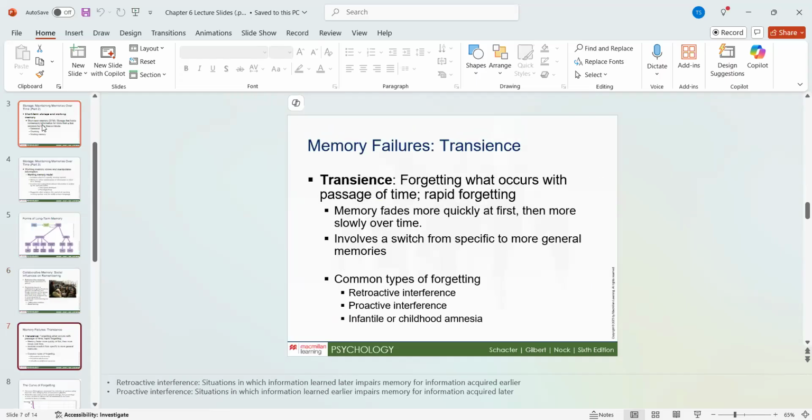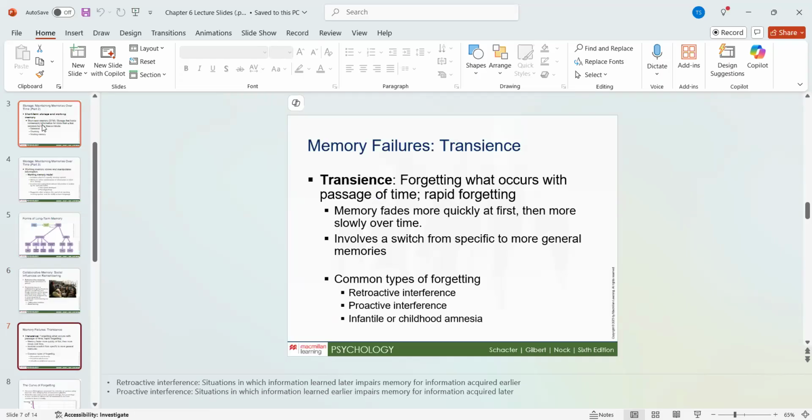All right, so now we're going to go into what's known as memory failures or the seven sins of memory. They're called sins because they're things that mess us up when it comes to memory. So things that cause us to not be able to remember for whatever reason. So, first things first is transience. Transience has to do with forgetting something because time has passed.